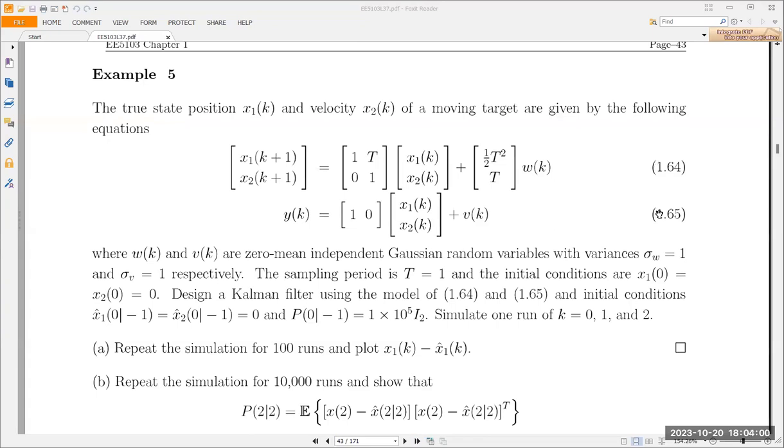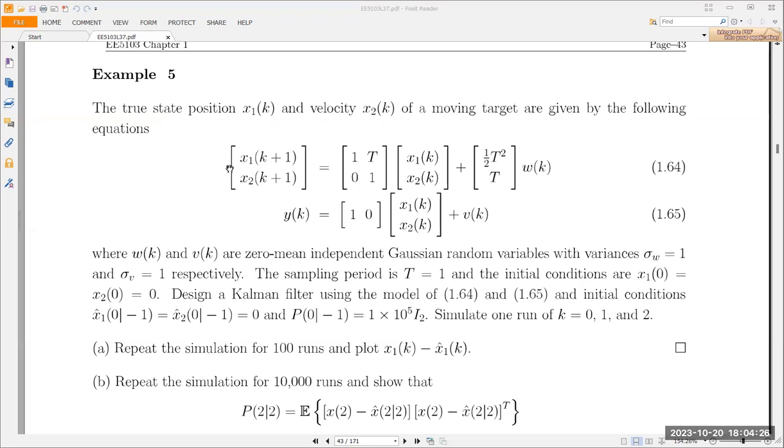All right, look at example 5. Now, so far, I've given you simple examples whereby there's only one state. So this is the first time there are two states. And you look at this example. Now, basically it requires you to write a MATLAB program.